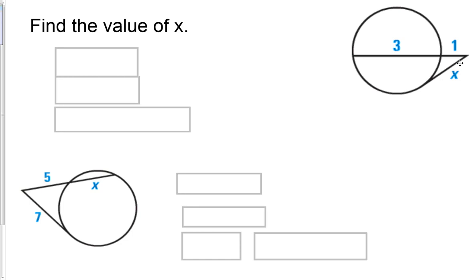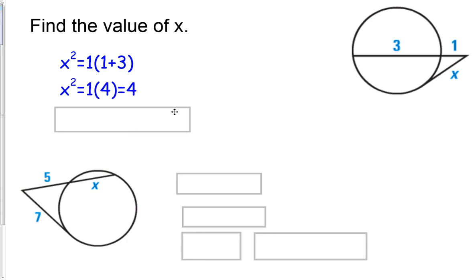So in this case, x times x, or x squared, equals 1 times 1 plus 3. So x squared equals 1 times 1 plus 3. This is 4. So x squared is 1 times 4, or 4. What times itself equals 4? We get 2 and minus 2. Minus can't work, so we just take the plus. X is 2. And this is just a reminder that once in a while you may get a negative answer that will work. In this case, it didn't work.